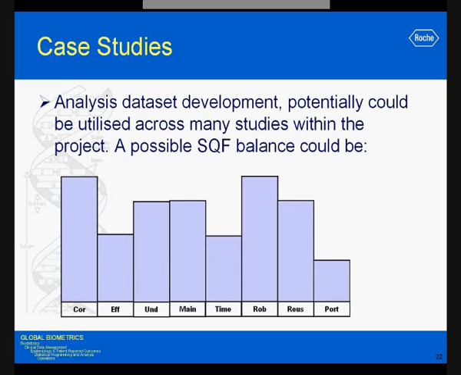Analysis dataset development potentially could be utilized across many studies within the project. A possible software quality balance could be the following. Now, this is my interpretation of the task. This can be different for each person. It's what quality means for that person for that particular task. So in this, I've put a high level of correctness, medium efficiency. We're creating an analysis data set which the code will be used across many studies. So we want a bit of efficiency there. We don't want to completely ignore it.